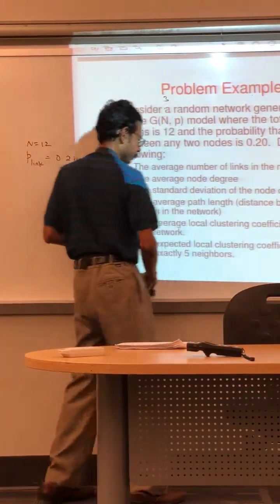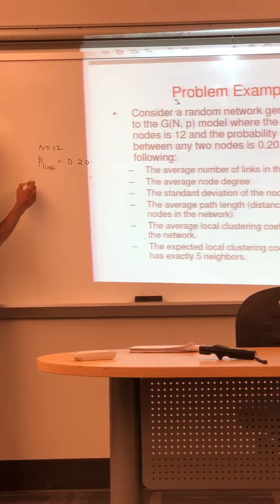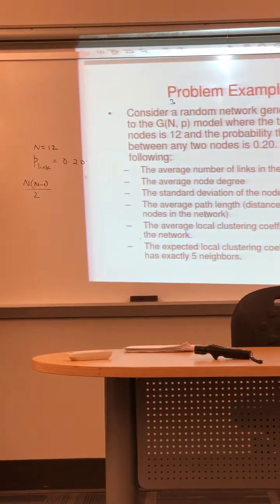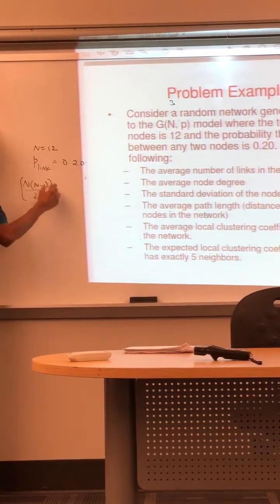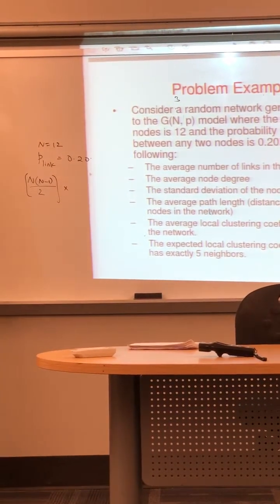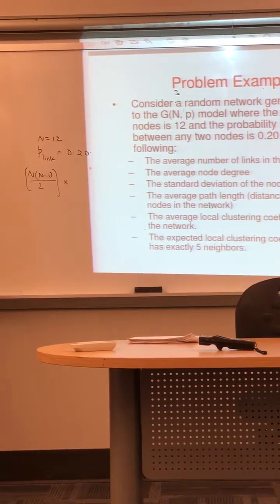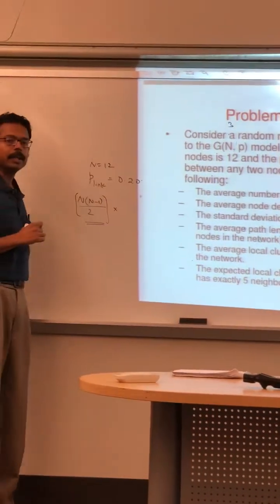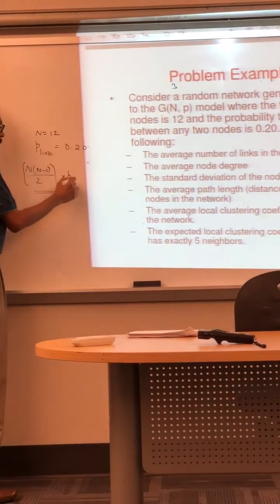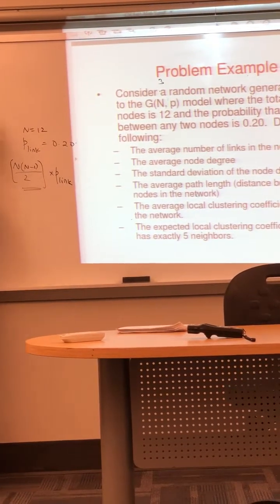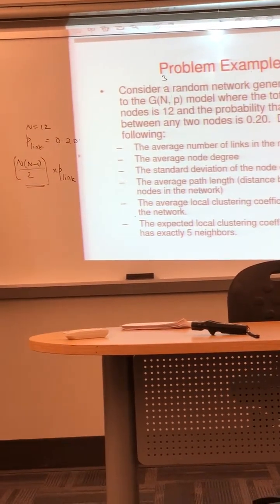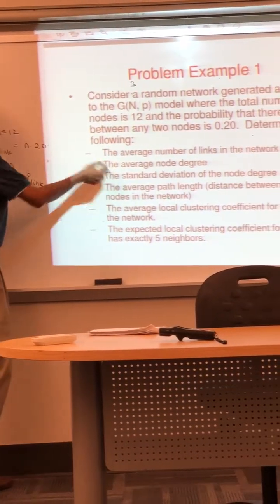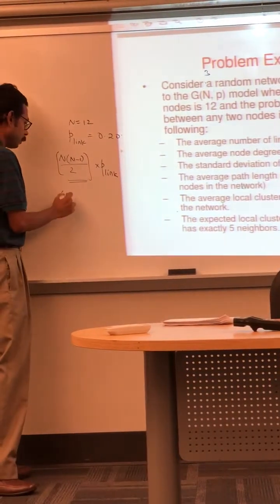N times n minus 1 divided by 2. That is the maximum possible number of links. And each of them could exist with a certain probability, like we did n minus 1 times P link for average degree. Same idea for average number of links. So this is the maximum possible number of links, and each link could exist with a probability P link. So that is going to be the average number of links in the network. Is that clear? The average node degree, as I just said, is going to be n minus 1 times P link.